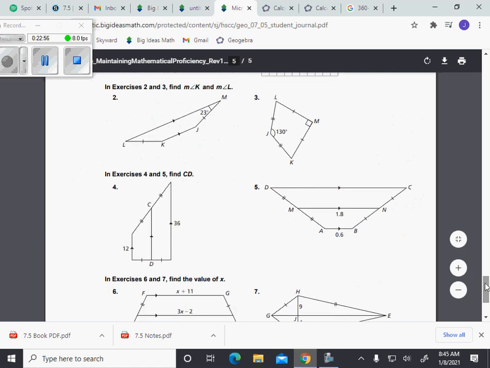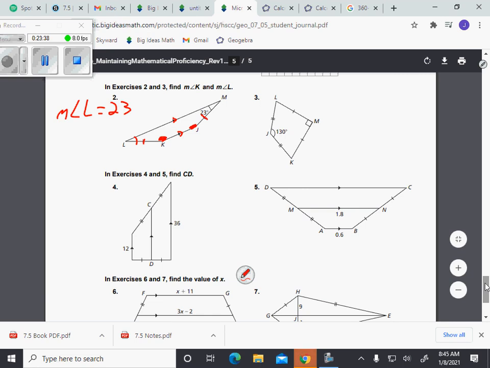Okay, moving on. Exercises 2 and 3, we want to find the measure of angle K and the measure of angle L. Notice this is a trapezoid. We have 2 parallel sides. It looks to be isosceles because we have 2 congruent sides here. So the measure of angle L is 23. The measure of angle K might be a little harder to find. We know that it's a trapezoid, so it's a quadrilateral. The interior angles of a quadrilateral add up to 360.